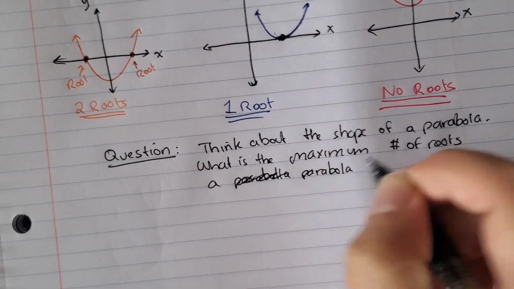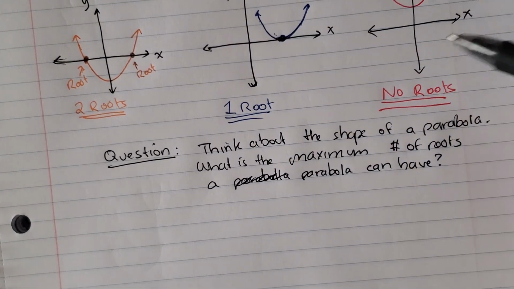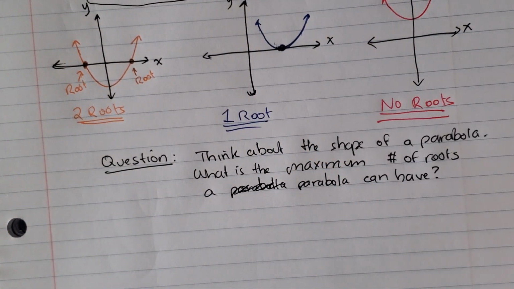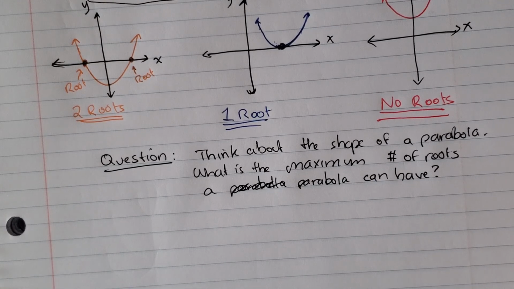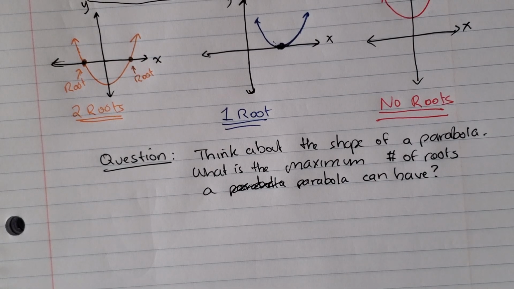Parabola can have. So I showed you 3 cases: no roots, 1 root, 2 roots. So I want you guys to think about, can we have 3 roots? Can we have 4? What's the maximum number? Like, we can't have more than this number. Okay, so this is a question I do want you to answer, and I'll collect it at the end.